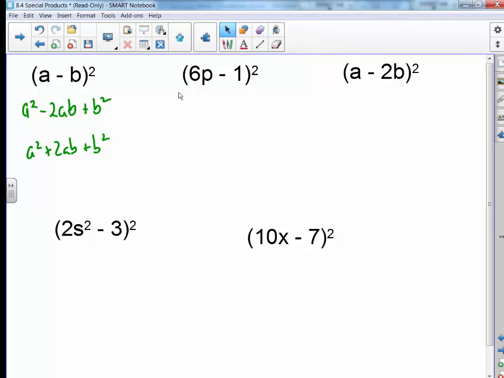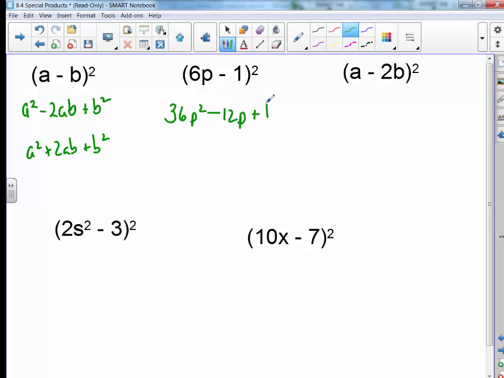So let's try these. 6p, oh, get your marker. Okay, 6p squared is 36p squared minus 2 times 1 is 2 times 6 is 12p plus 1, because negative 1 squared is 1. All right, over here we've got a squared minus 2 times 2 is 4, ab plus 4b squared.